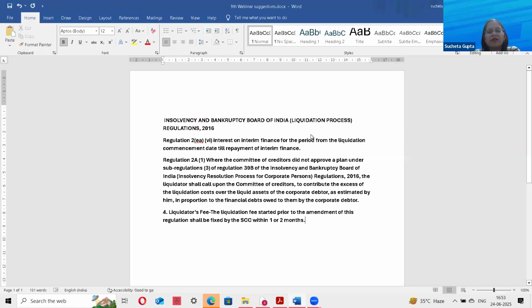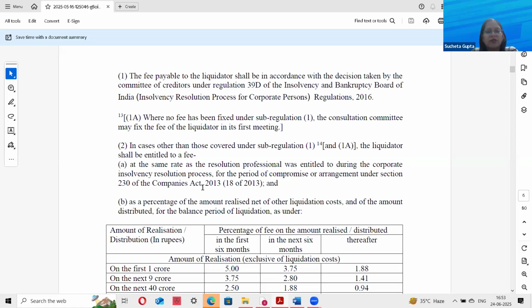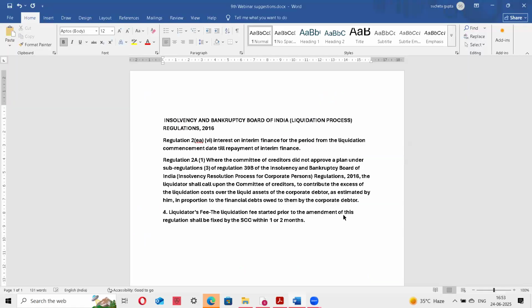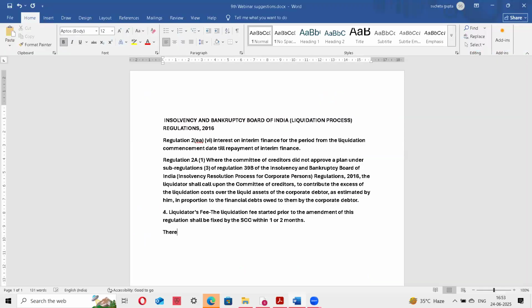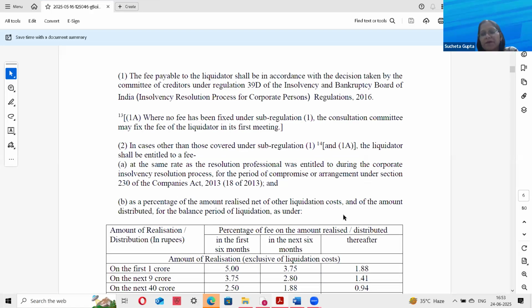So sir, what is the change you want? The change is that there should be a mandated schedule of fees for the liquidator also, as in the case of CIRP for the IP or IRP. Madam, may I suggest, in all cases? In all the cases, old and new, both. Please, sir. Yes, it is Regulation 2: at the same rate as the resolution professional was entitled to during the corporate insolvency resolution process.